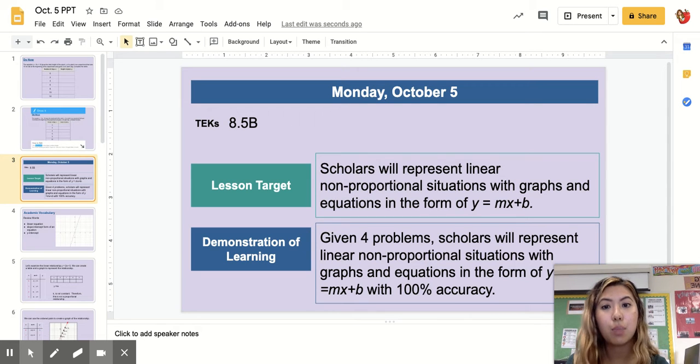Our TEK is 8.5b. Our lesson target is that scholars will represent linear non-proportional situations with graphs and equations in the form of y is equal to mx plus b. And our DOL is, given 4 problems, scholars will represent linear non-proportional situations with graphs and equations with 100% accuracy.